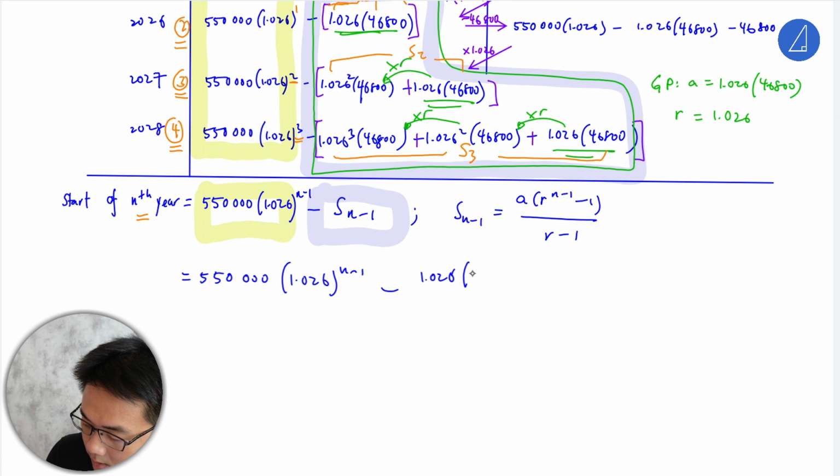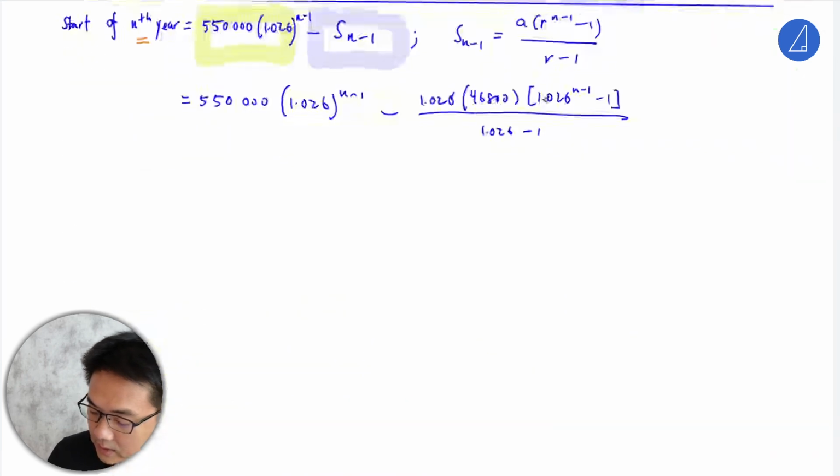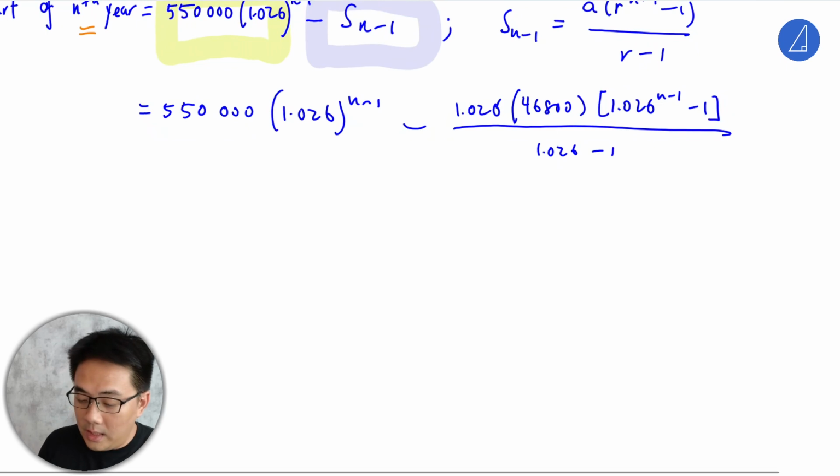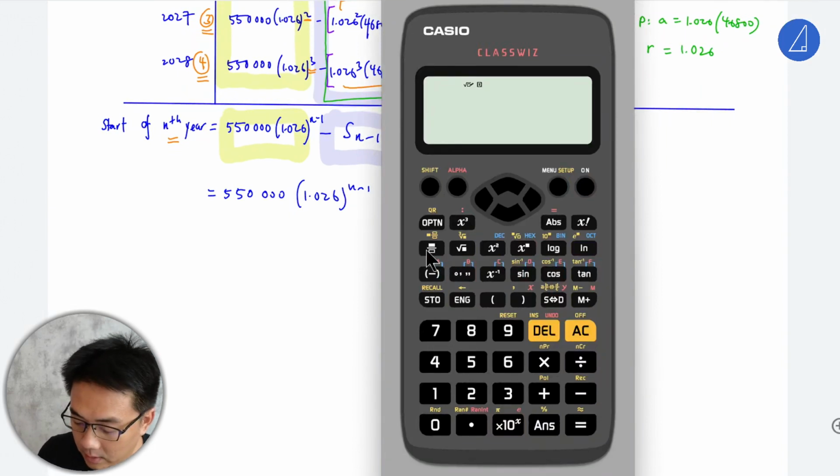1.026, 46,800. Overall, 1.026 to the power of n minus 1, minus 1. Okay, because we are told to show n minus 1, so we just leave it as n minus 1 here. So you key in the calculator for this front part here and see what you get.